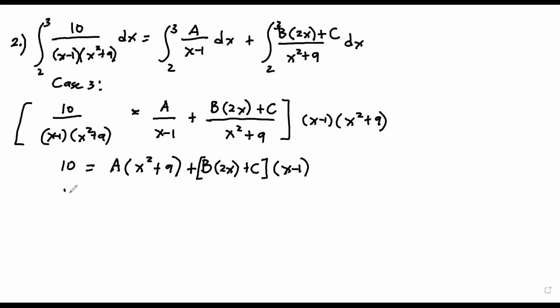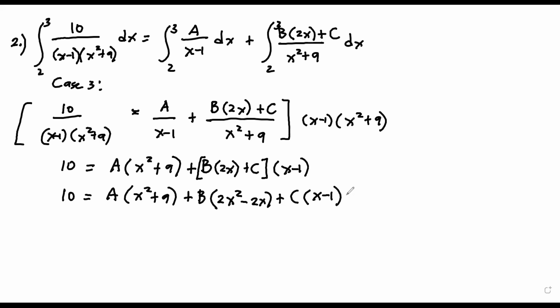So when we expand this, 10 equals A times x squared plus 9 plus B times 2x squared minus 2x plus C multiplied by x minus 1. Then let's equate our factors to 0. So if x equals 1, so we'll have 10 equals 1 squared, that's 1, plus 9, 10, times A, 10A. Divide both sides by 10. So A is 1.